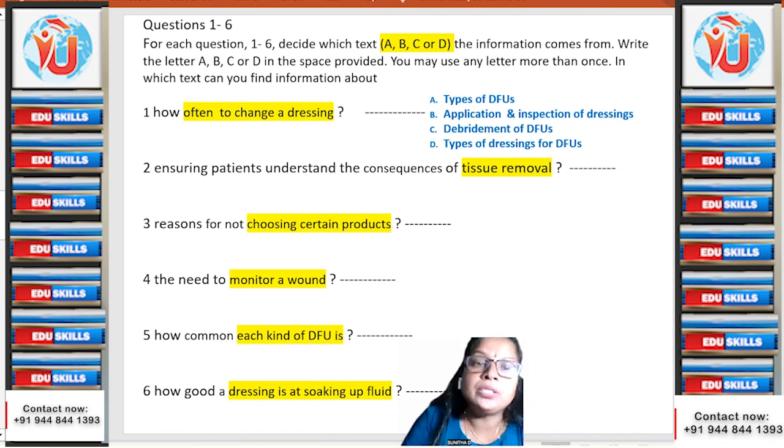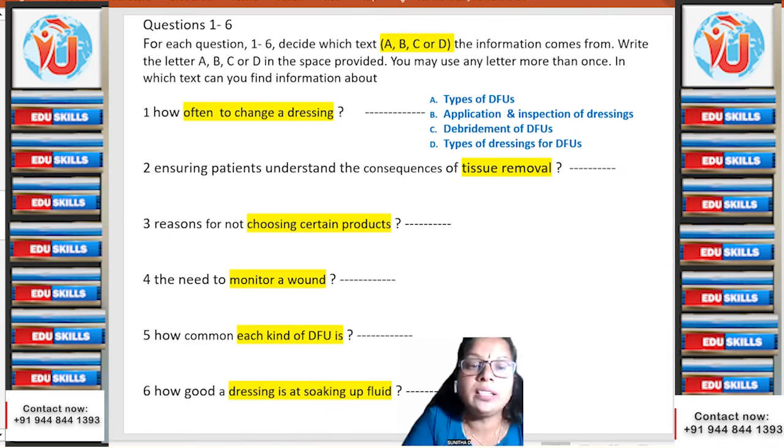The first question is, how often to change a dressing? Here the key phrase is "often to change a dressing". Can you find out where that is? That's from the second paragraph, B. Okay. Anyway, write it down in your booklet and finally we can go through the answers.